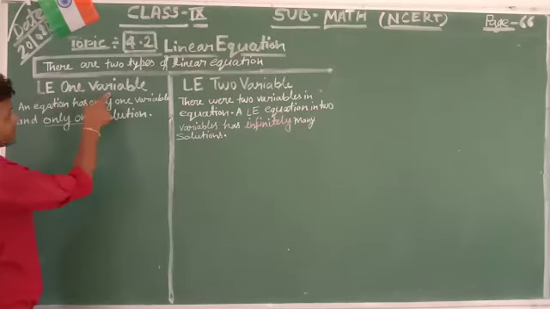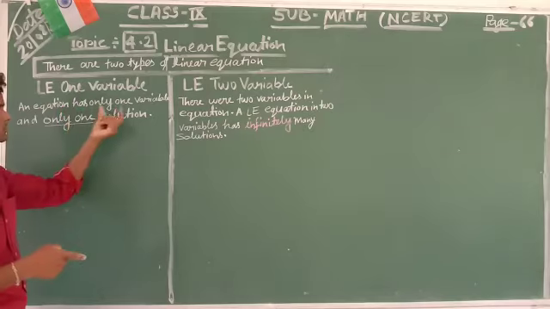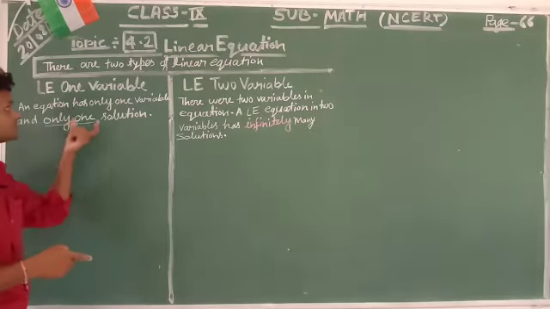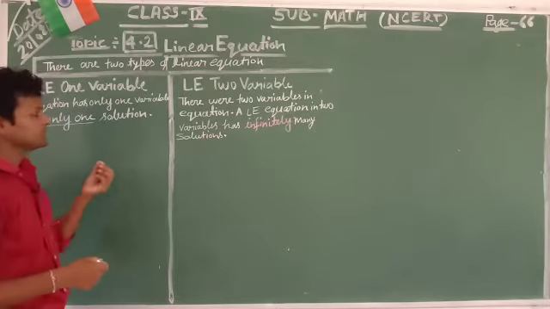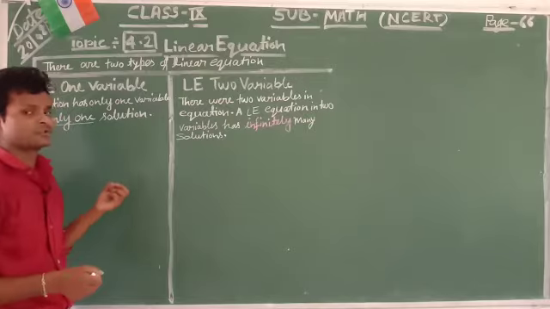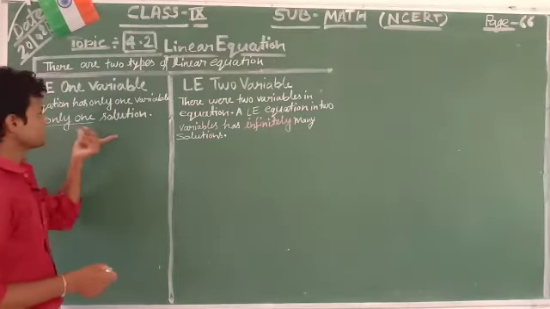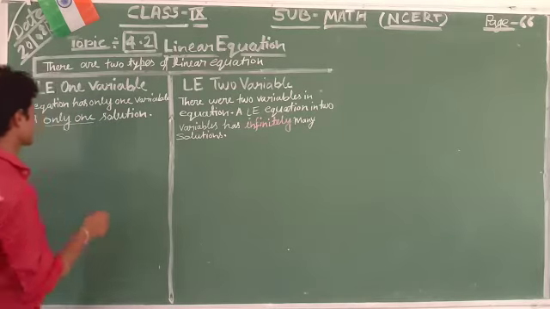Linear equations in one variable. You look here: an equation has only one variable and only one solution. These equations have only one variable. You know the variables x, y, z, m and o, okay, and only one solution, no other solutions.